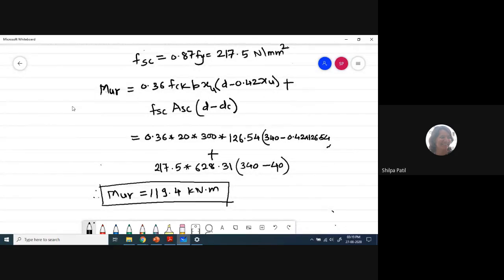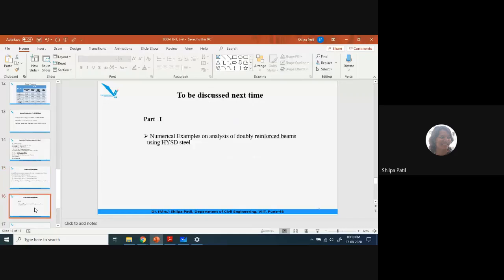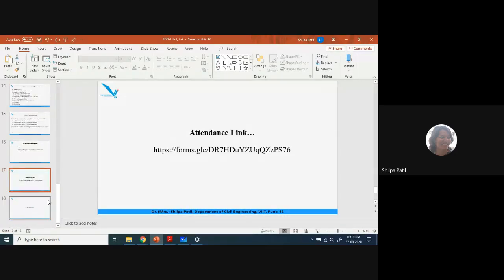We need to stop here today. The remaining part we will see in the next lecture, the B part of the same problem. And then we have to also solve the problems by considering HYSD steel bar.